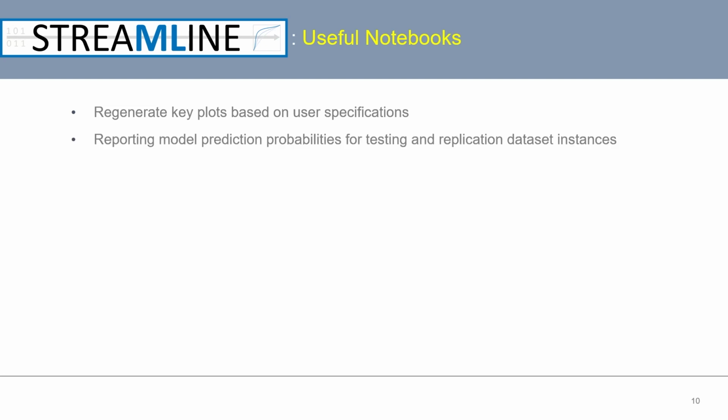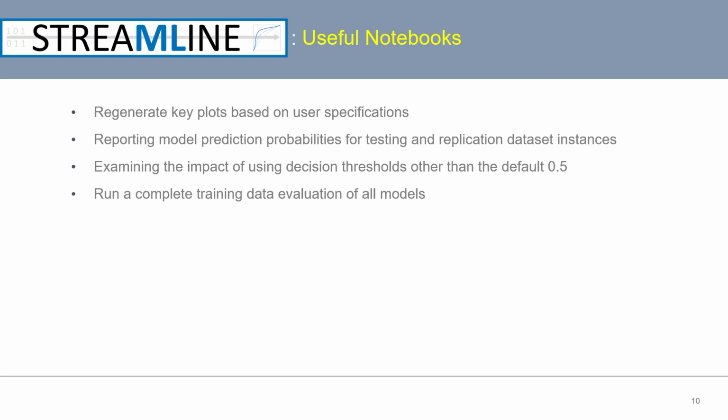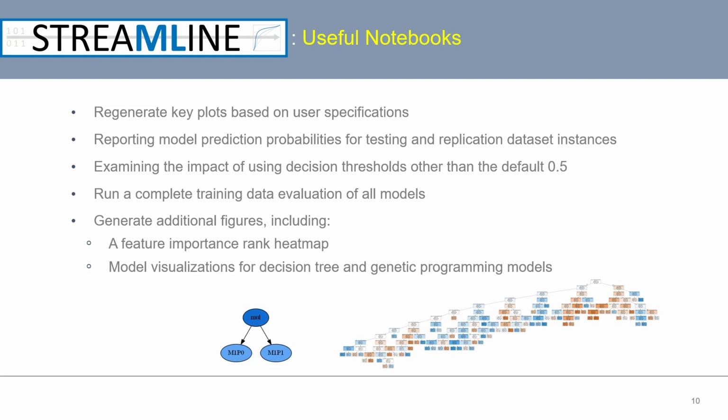As mentioned, Streamline also comes with a set of useful Jupyter notebooks, allowing you to do even more with the Streamline output files. For example, with these notebooks, you can regenerate key plots based on user specifications. You can also report model prediction probabilities for testing and replication dataset instances. You can examine the impact of decision thresholds beyond the default 0.5. You can run a complete training data evaluation of all models rather than just outputting the standard testing evaluation. And you can generate additional figures, including a feature importance ranked heat map, and as mentioned, direct visualizations of decision tree and genetic programming models.